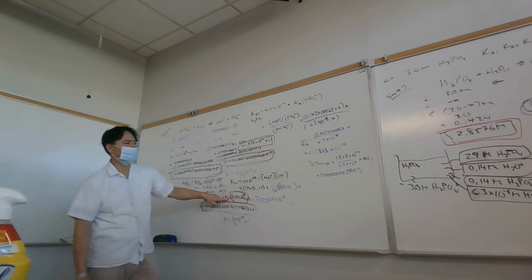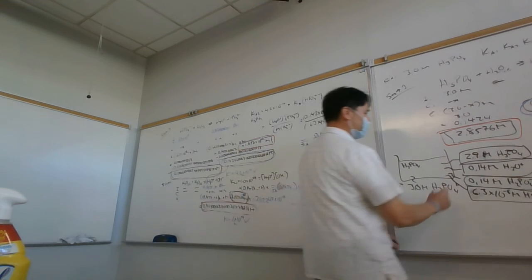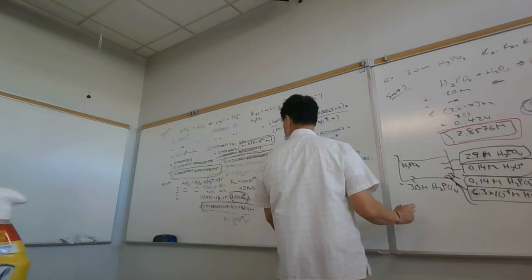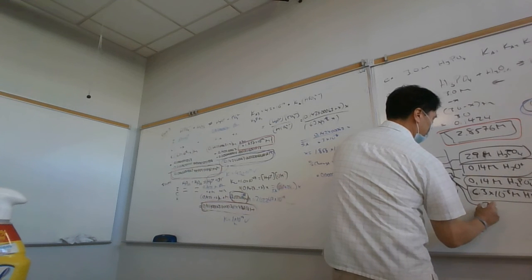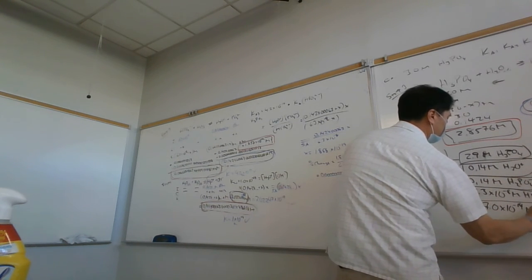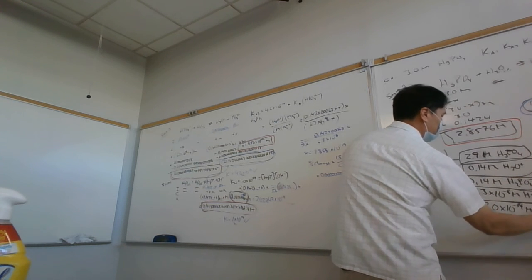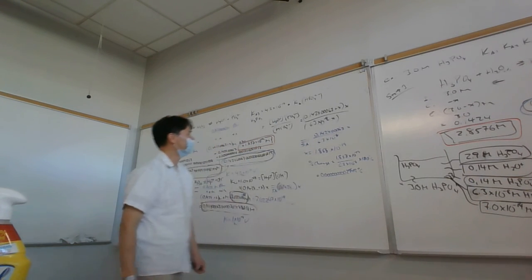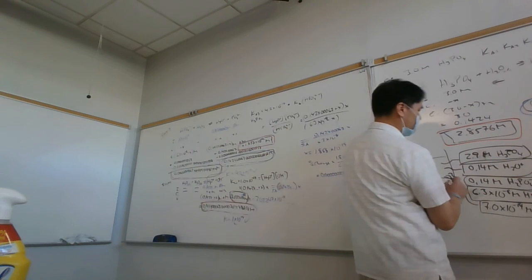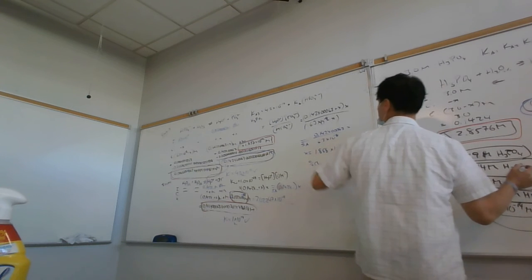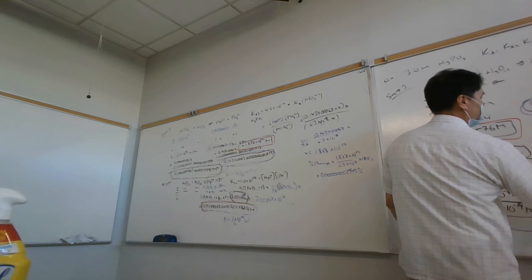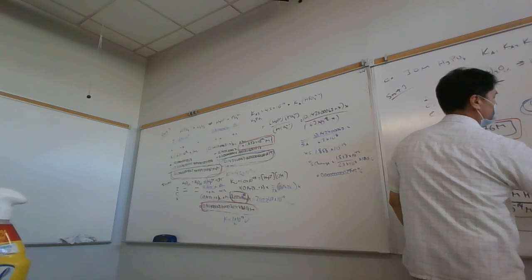Hydroxide? Yep. Oddly enough, hydroxide is the next most abundant species, which is going to be 7.0 times 10 minus 14. And the least abundant species will be phosphate. So let's write that over here. And I'm going to have 1.9 times 10 minus 19 phosphate.